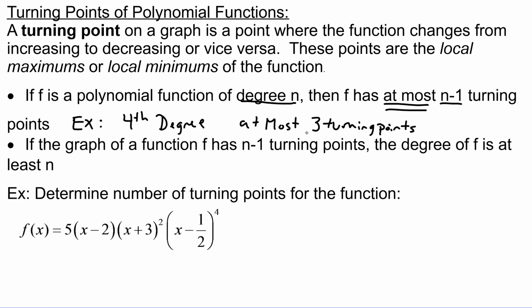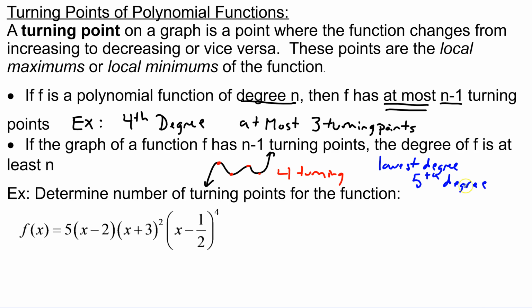And it also works in reverse. If I had a graph given to me, say here's my polynomial, I could count the number of turning points. This one has 1, 2, 3, 4 turning points. And that would tell me the least degree polynomial that would generate that. So if I add 1 to this, the lowest degree polynomial that could create this graph is a 5th degree.